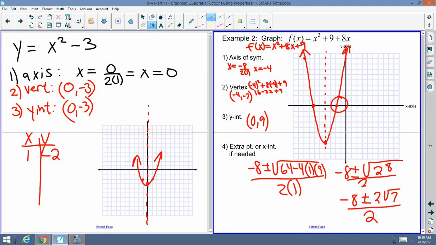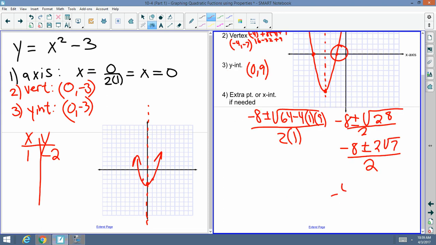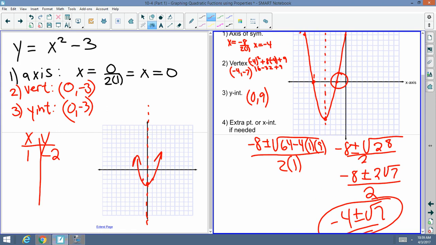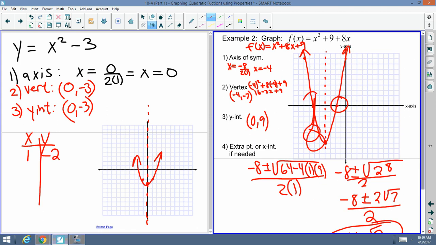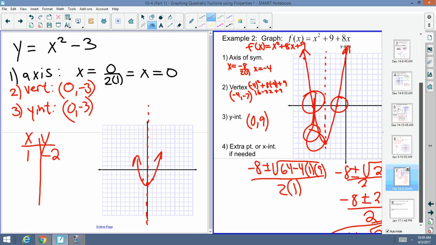Don't reduce, once they give you the same answer. Even if you reduce this to negative 4 plus or minus square root of 7, it's still going to be the same answer. It'd be easier, of course, to reduce if you had to plug it into your calculator. But as far as my tests go, I want those as the solutions. I'm going to know on your graph if you're close or not. These guys right here will tell me. Okay? Does that make sense, guys?